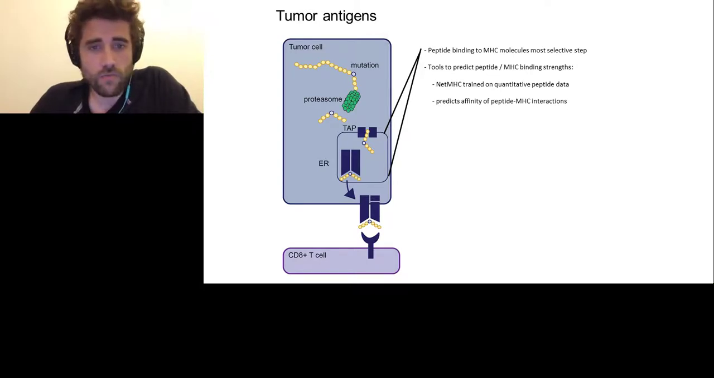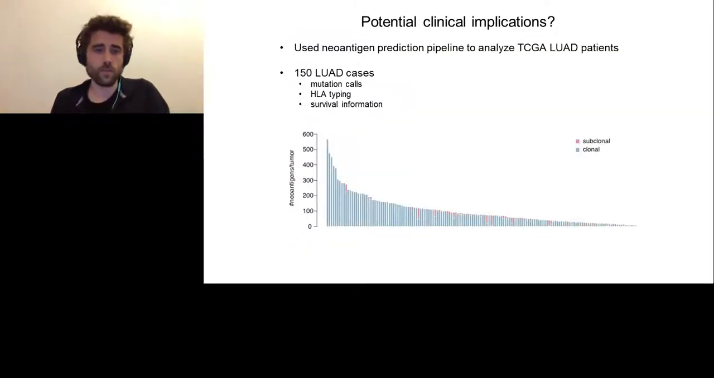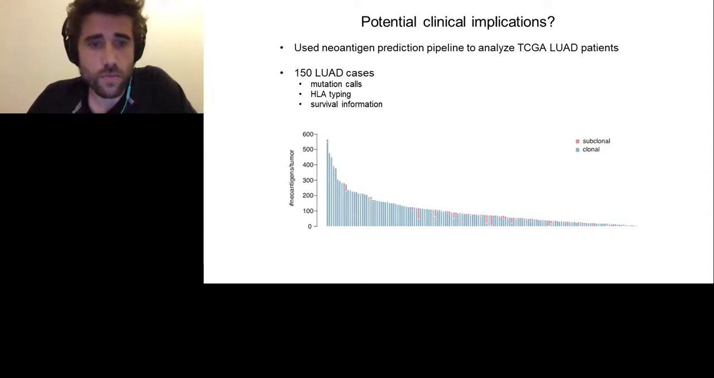Here we had 150 cases. We did mutation calling, we did HLA typing, we also did neoantigen prediction. And here we predicted not just neoantigens, but whether these were clonal or subclonal, so whether these were found in every cancer cell or only in a subset of the cancer cells within the patient's tumor. And you can see here the majority of neoantigens we predict, we think are clonal, found in every cancer cell.